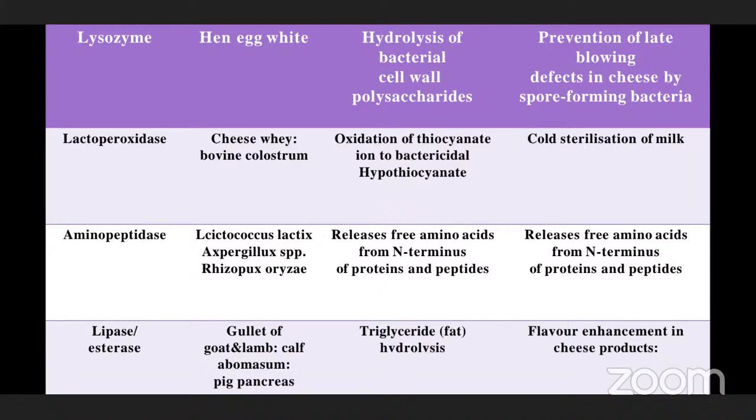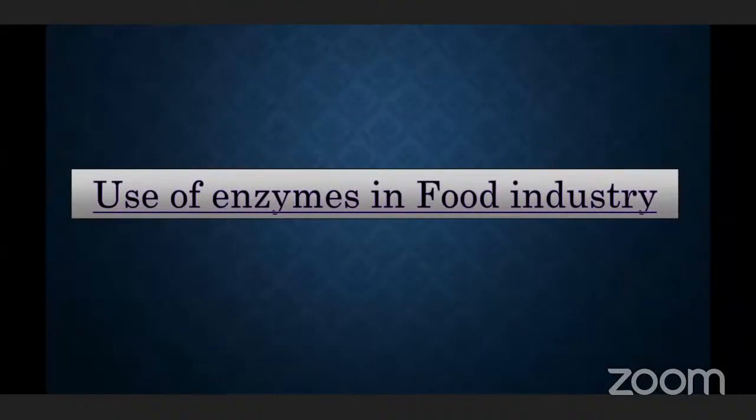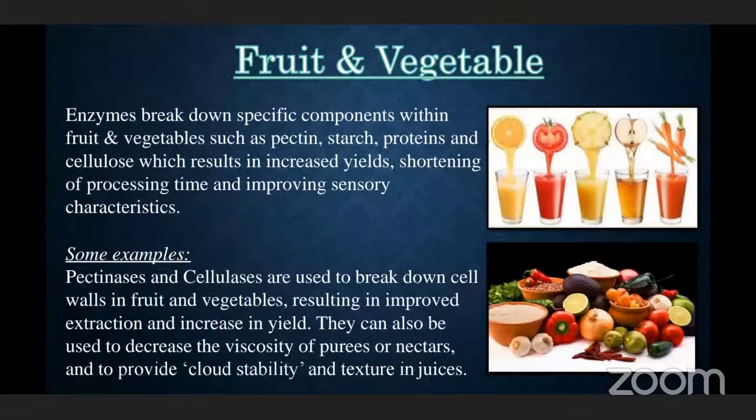Then lipase or esterase, which was isolated from the gullet of goat and lamb or calf abomasum and pig pancreas. So the hydrolysis of triglycerides or fat is done. This is for flavor enhancement in cheese products. So that means mostly in the cheese and dairy industry, the enzymes are used. And in the food industry, so what are the enzymes? First, enzymes break down specific components of fruit and vegetables, like pectin, starch, proteins, and cellulose.